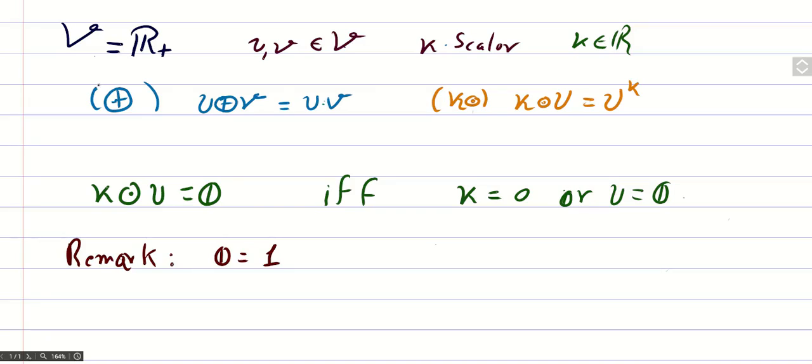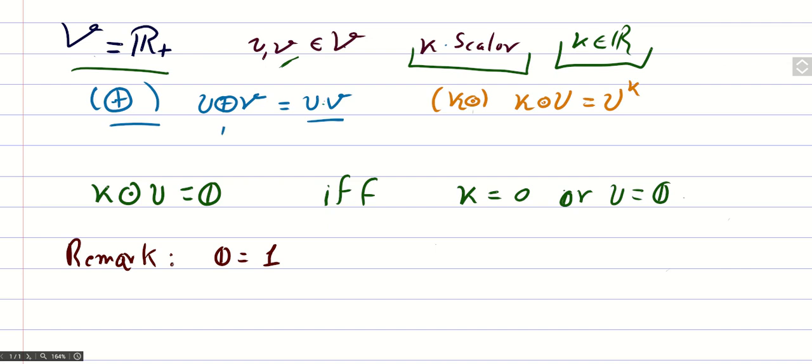Hello there. In this exercise we are working with the set of positive real numbers. The vectors u and v will be just positive real numbers, and the scalar k will be any real value. Okay, so it could be even negative, it doesn't matter. And the point is that in this space we are going to define the summation as the usual multiplication.